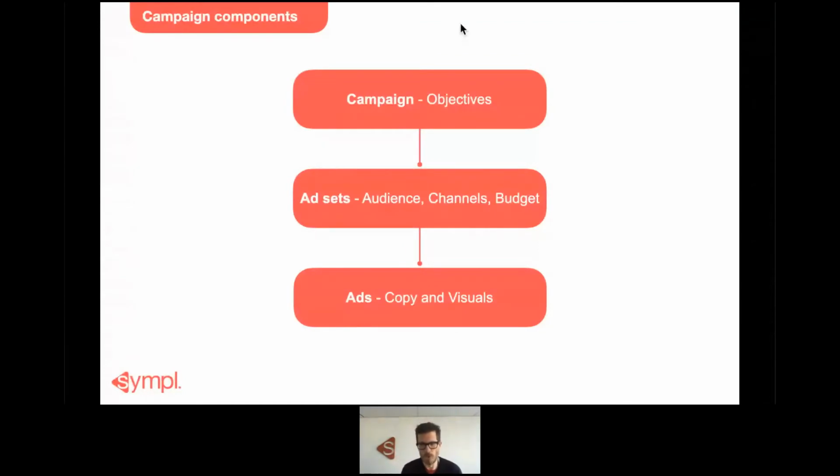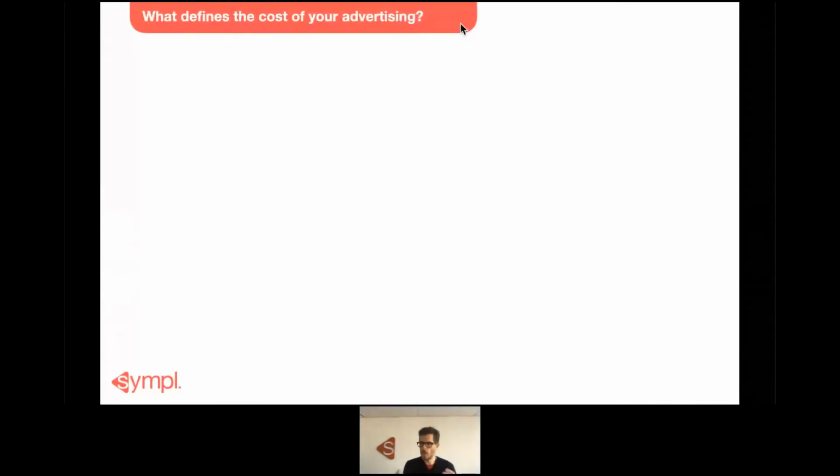Good. Now, we already talked about the cost on Facebook. And again, Facebook is very different than your standard job board.